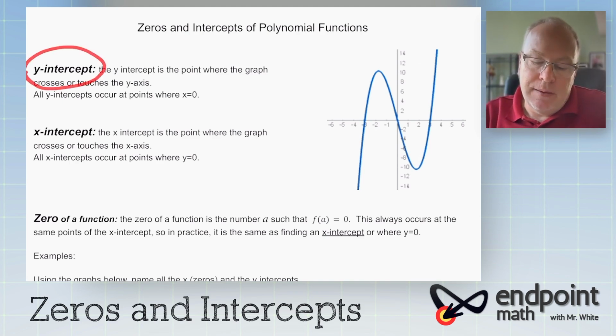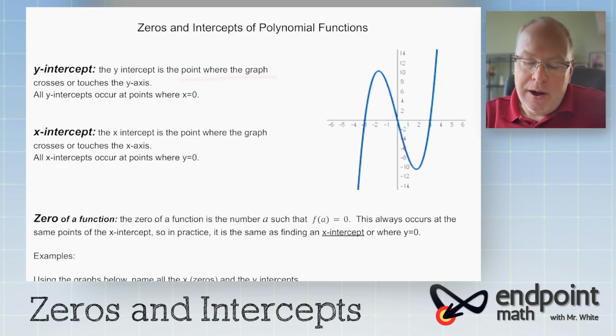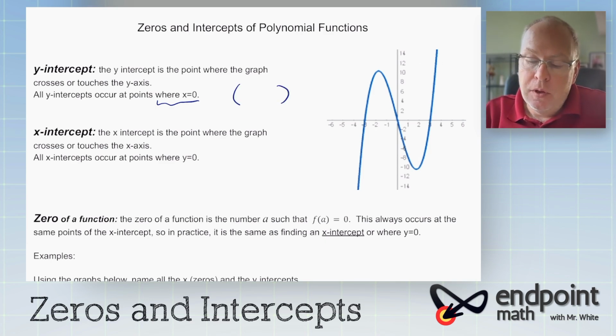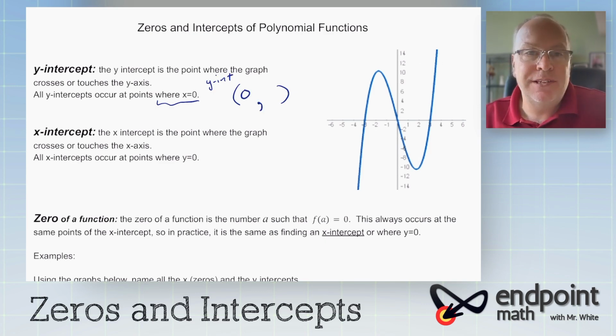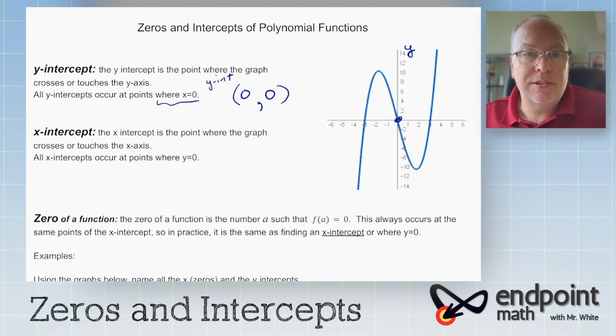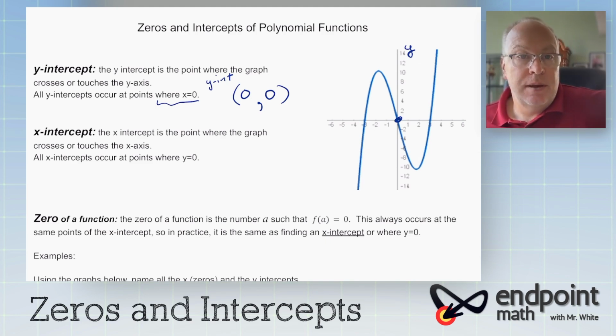So the y-intercept, it says, is the point where the graph crosses the y-axis. So here's the y-axis. It looks like this example has a y-intercept of 0. I also have here in these notes, it's where the x equals 0. So the y-intercept is always going to have 0 comma something. So when x is 0, y is what? Well, we could read it off the graph. It sure looks like 0, 0 is our y-intercept on this graph.